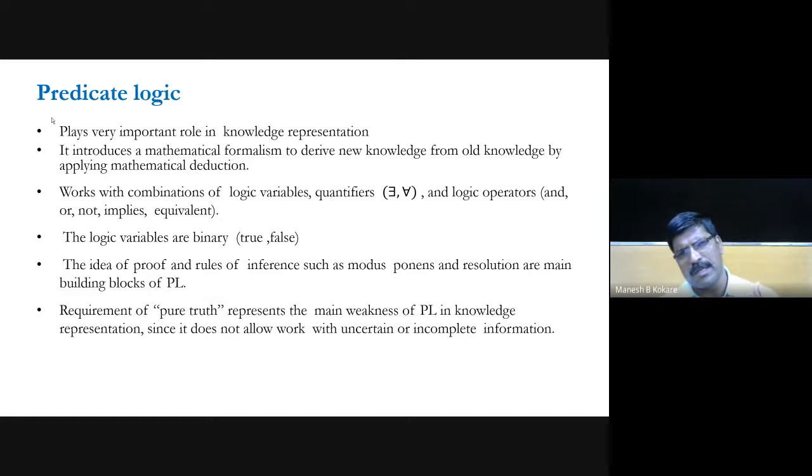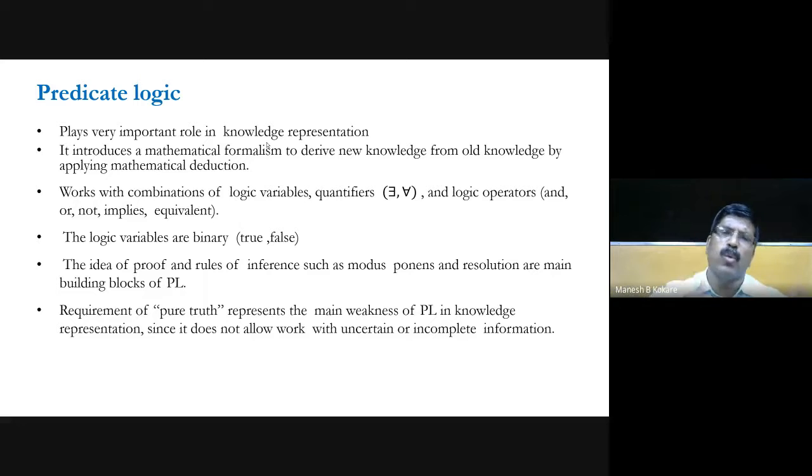So you know that crisp logic is very well known. In crisp logic you have either true or false information. This predicate logic also uses the true or false information, and it plays a very important role in knowledge representation. True and false is similar to binary, either 0 or 1. There is nothing in between true and false. Either it will be false or it will be true.